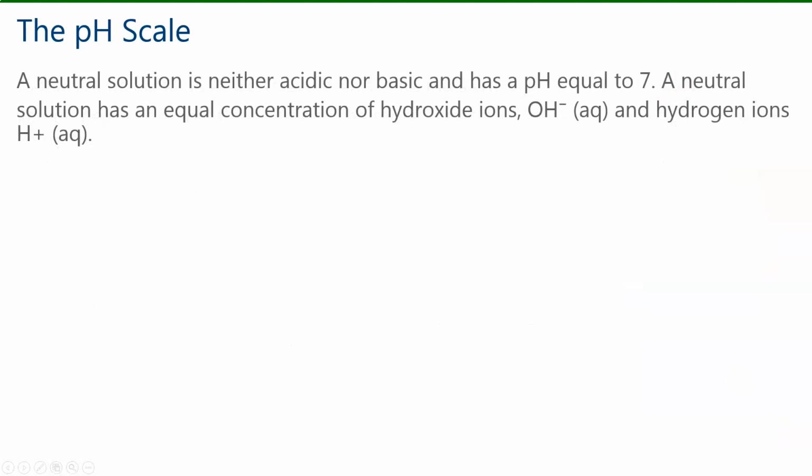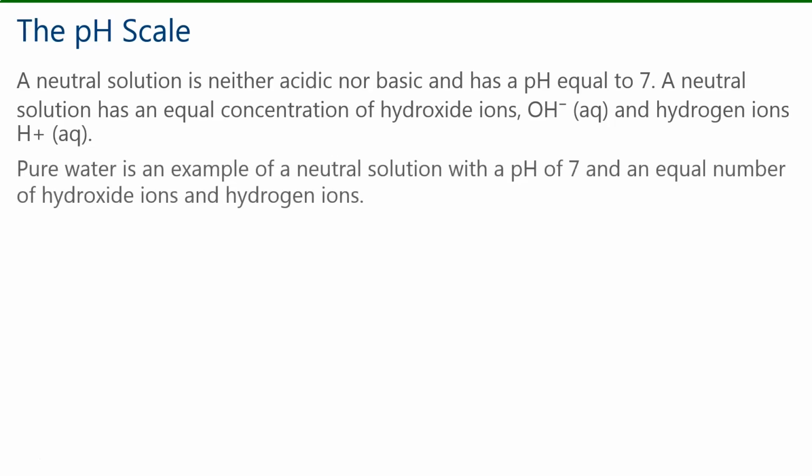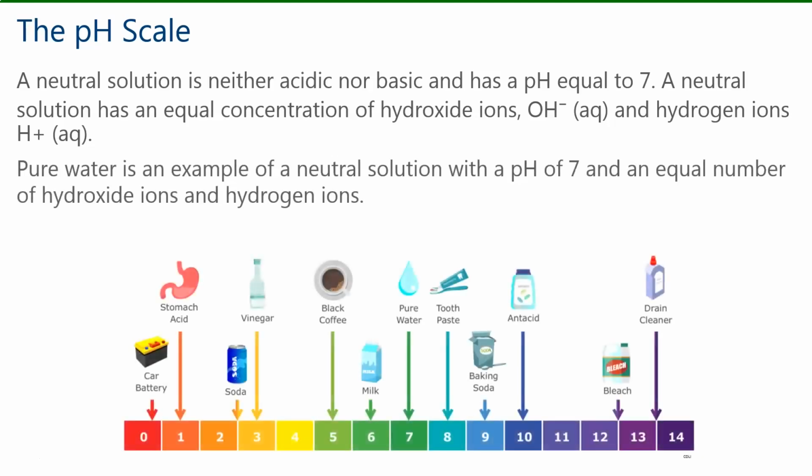A neutral solution is neither acidic nor basic and has a pH equal to 7. A neutral solution has an equal concentration of hydroxide ions, OH negative aqueous, and hydrogen ions, H+ aqueous. Pure water is an example of a neutral solution with a pH of 7, and it has an equal number of hydroxide ions and hydrogen ions.